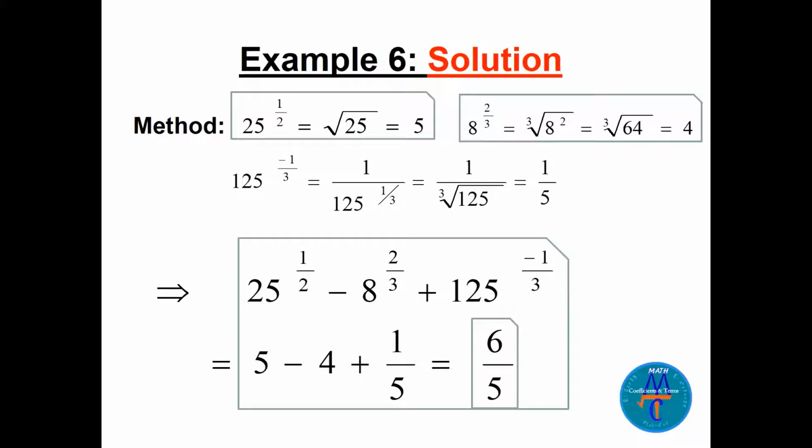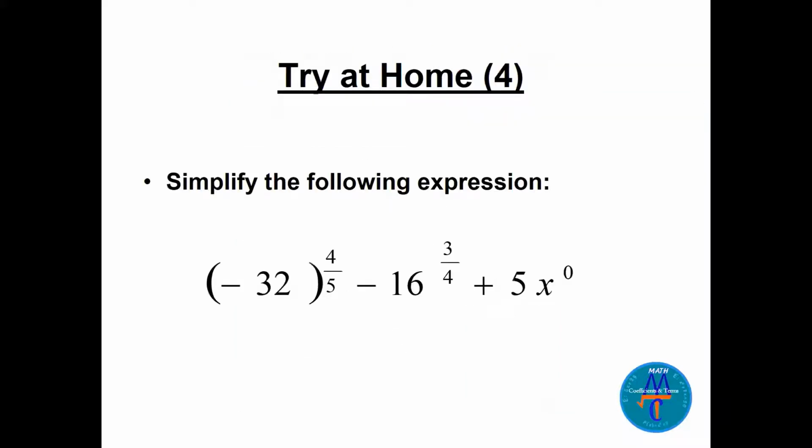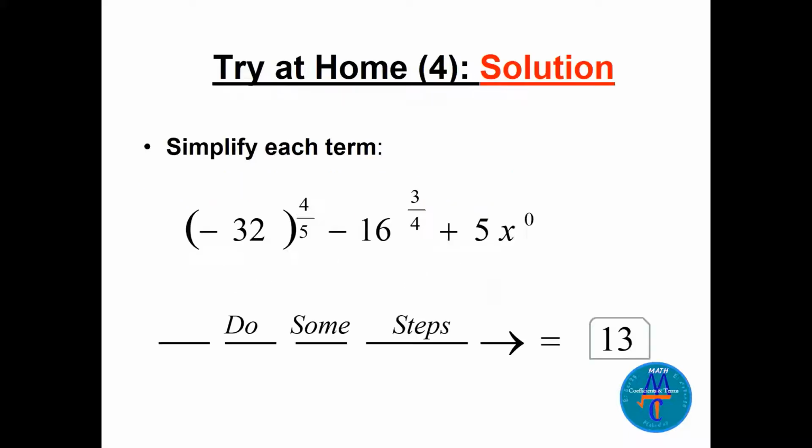Why example 6? It's a continuation of lecture 7. Now, this is a try at home also. Nice question, not difficult. Simplify the expression: minus 32 to the power 4 over 5 minus 16 to the power 3 over 4 plus 5 times x to the power 0. So try at home. I will give you only the answer on the next slide. The answer here is 13. If you can get it yourself, that's excellent.